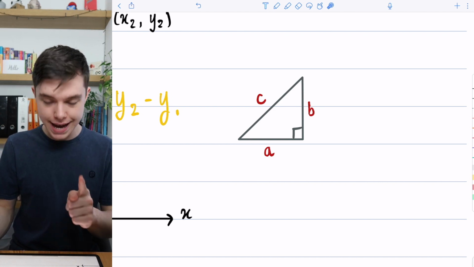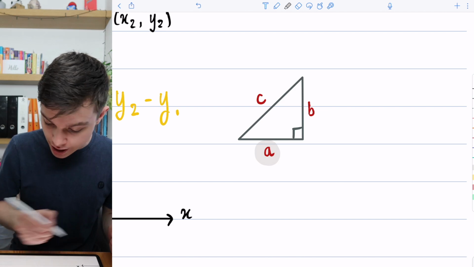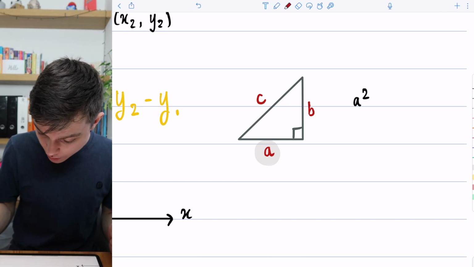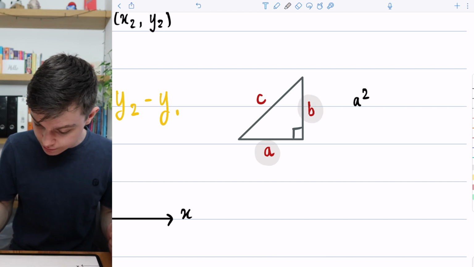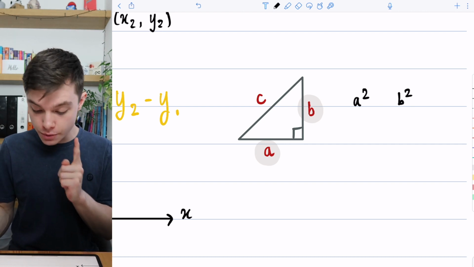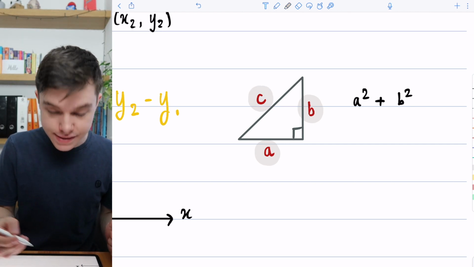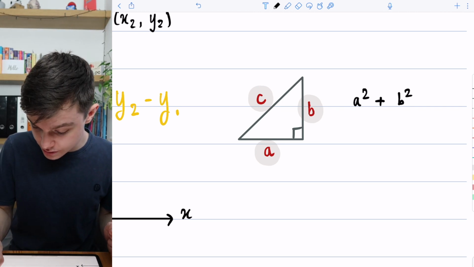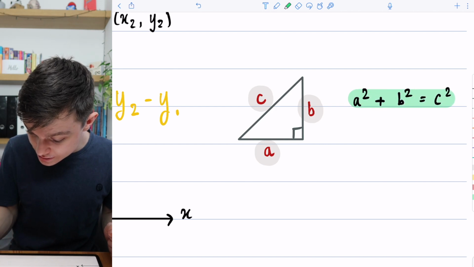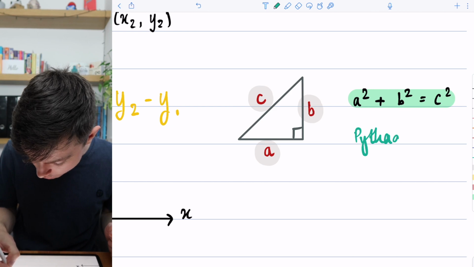But Pythagoras is. And Pythagoras says, if I square this side, so let's say a squared, and I square this side, b squared, if I add those together, that is going to give me this side squared. So that's going to be c squared. And that there is Pythagoras. Now hopefully we spelled that right.